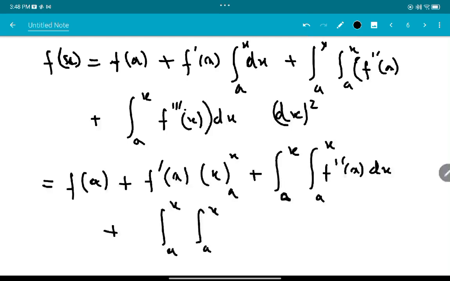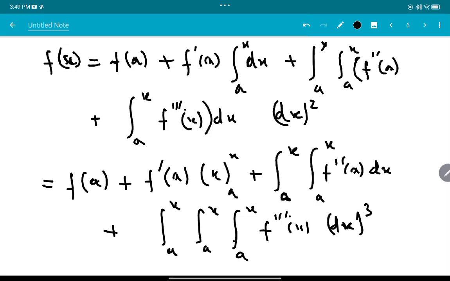Okay, into third derivative f triple dash x dx, that is dx cube. Once again, what you find is that you have triple integral, triple derivative, triple dx. Now we need not go further for now into this substitution and other things. We can easily understand that.